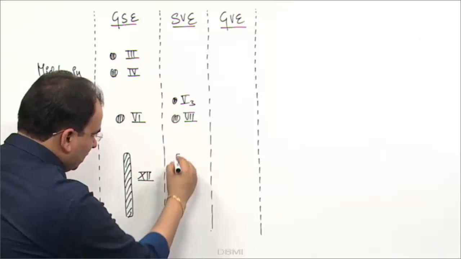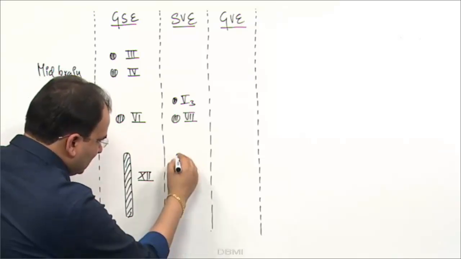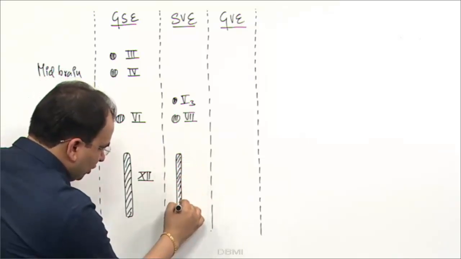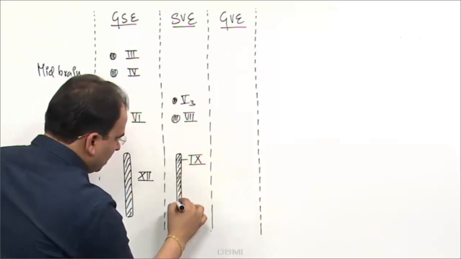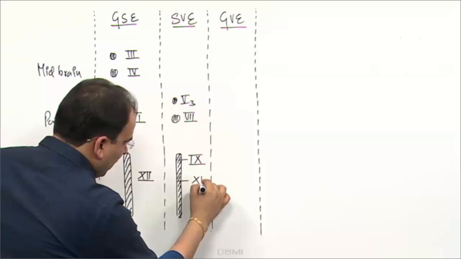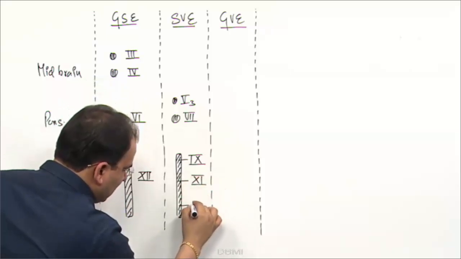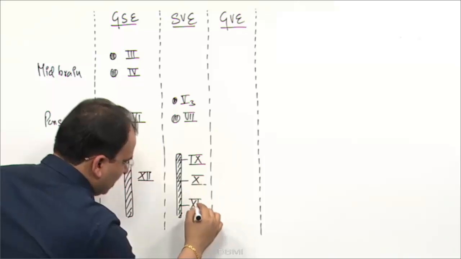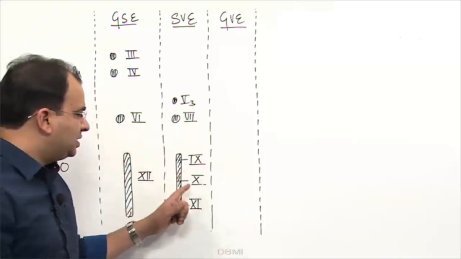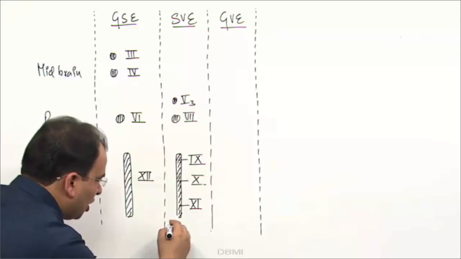What is the nerve for third pharyngeal arch, fourth and sixth pharyngeal arch? The nerve for third pharyngeal arch is glossopharyngeal nerve. For fourth and sixth, it's the vagus nerve. And see, I'm adding here cranial accessory as well. 9th, 10th and 11th. Why 11th? We'll talk about that.